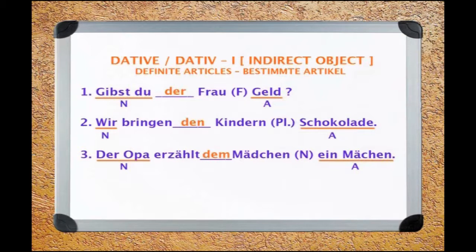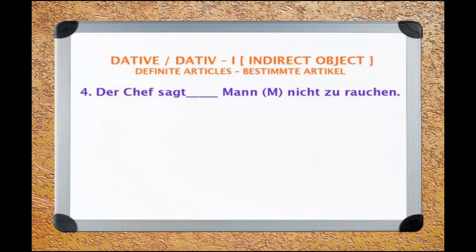Now let us look at sentence number 4. Der Chef sagt man nicht zu rauchen. Here we have the nominative der Chef. Der Chef sagt, the boss says. Now what does the boss say? Here we don't have a noun, but a statement not to smoke, an instruction. So that becomes here accusative, and to whom it is said? To the man, and that noun becomes dative.